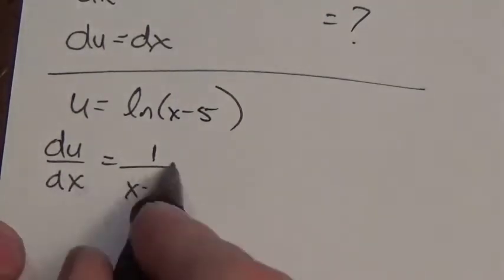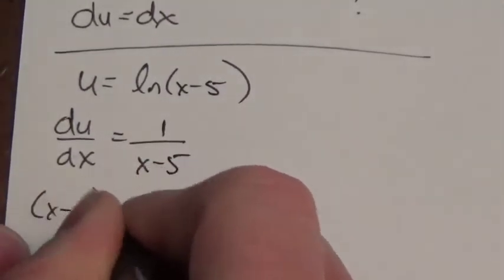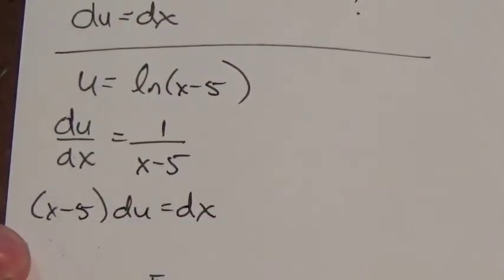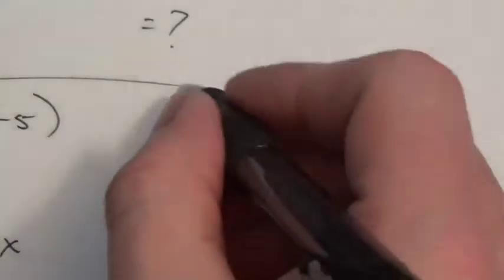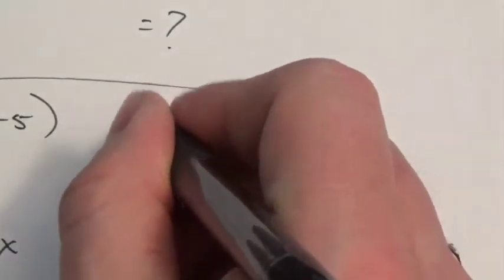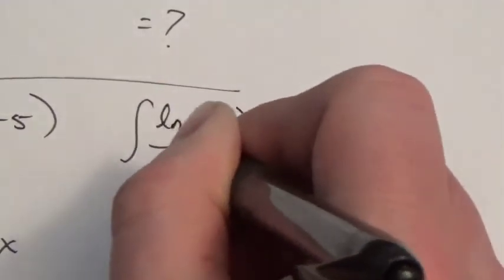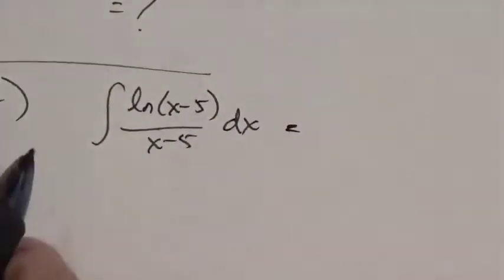Now, if I solve for that differential dx, that's going to be x minus 5 du is equal to dx. Okay, now let's go back and look at our expression. The original question was the integral of the natural log of x minus 5 over x minus 5 dx. I've made a substitution here.